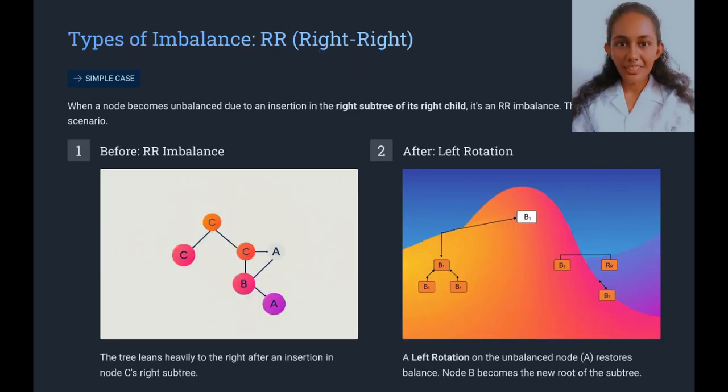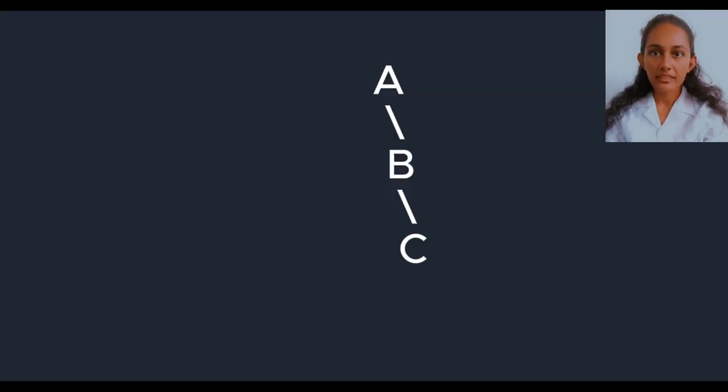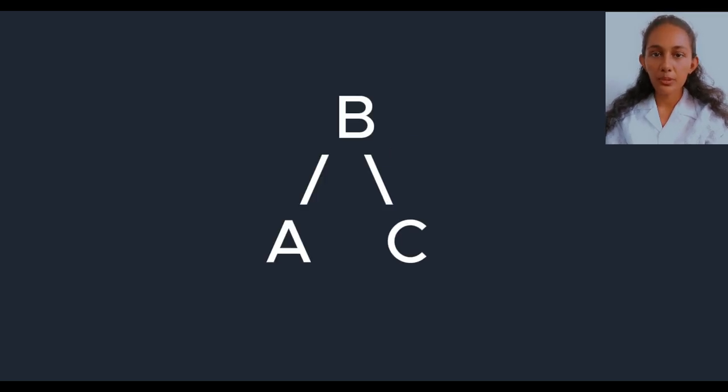Okay, now let's move on to the first topic, the RR case. This imbalance happens because the new node was inserted into the right subtree of A's right child, just like this. See, A's right side kept growing, A to B to C, like a straight slide leaning right. To make things right, what do we need to do? B comes up to replace A, and A moves down to the left. And lastly, C stays on the right. This keeps the BST rule correct and balances the scale.